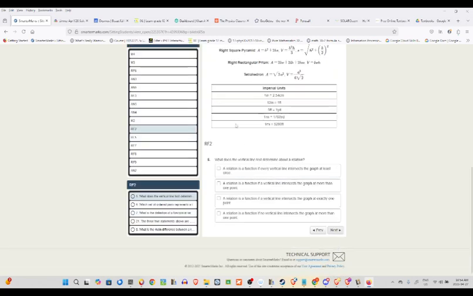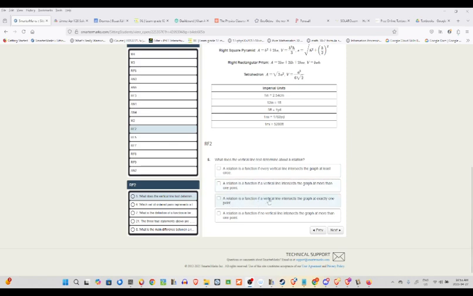Moving on, relations and functions 2. So what does the vertical line test determine about a function? A relation is a function if every vertical line intersects the graph at least once. No, it is not a function if it intersects more than once. A is wrong. B, a relation is a function if a vertical line intersects the graph at more than one point. No, that's a way to rephrase the same wrong answer we had in A.